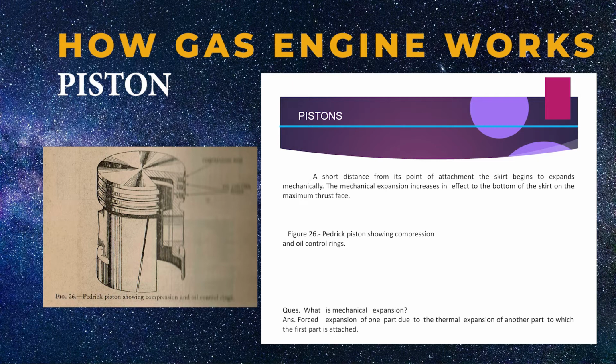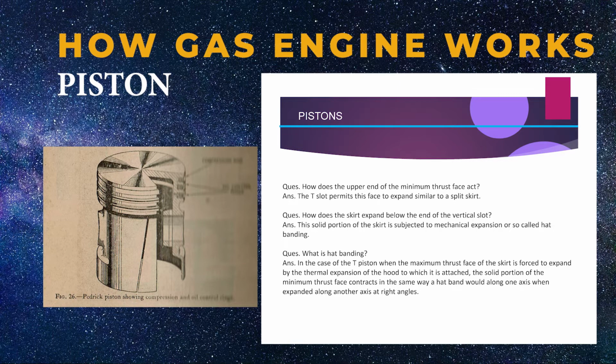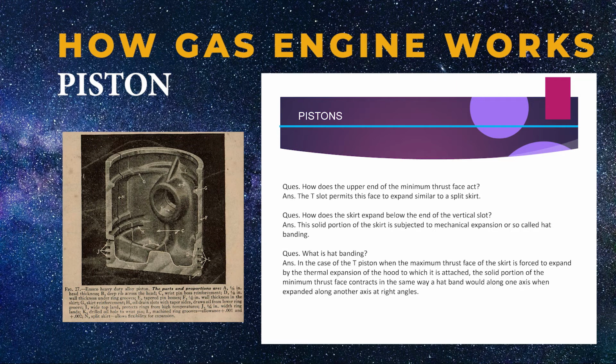Question: what is mechanical expansion? Answer: forced expansion of one part due to the thermal expansion of another part to which the first part is attached. Question: how does the upper end of the minimum thrust face act? Answer: the T-slot permits this face to expand similar to a split skirt. Question: how does the skirt expand below the end of the vertical slot? Answer: this solid portion of the skirt is subjected to mechanical expansion or so-called hat banding.